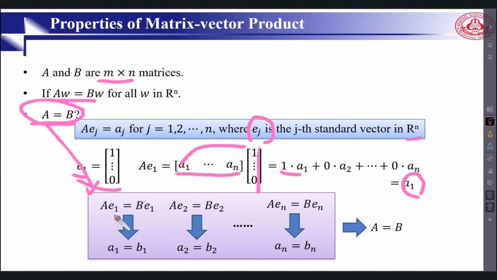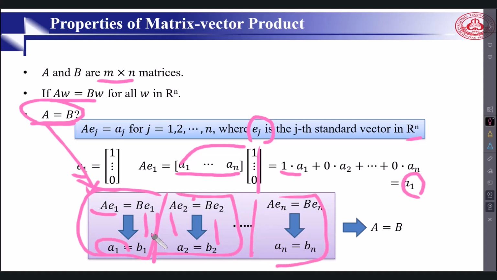From A E1, as we find here, we have A1, and from B E1 we have B1. A E2, B E2: A2 will come, B2. You remember that in E2, the second entry was 1 and the rest were 0. So if we check one by one, finally we can see that all the corresponding elements are the same. And if all the corresponding elements are the same, we can conclude that A is equal to B.